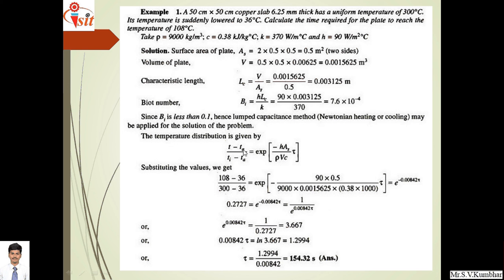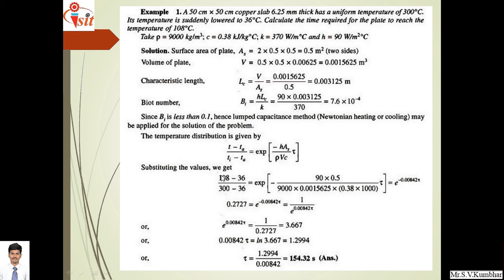So (T minus Ta) upon (Ti minus Ta) is equal to exponential of minus h As upon rho V c tau. This is the formula for temperature distribution for lumped heat system. So what is given? Temperature, we have to determine time, we have to calculate time for when a plate drops from 300 degrees centigrade to 108 degrees centigrade. So its initial temperature is 300, ambient temperature is 36, which is given here. Ambient or atmospheric temperature is 36, and we have to calculate the time for the drop from 300 to 108.